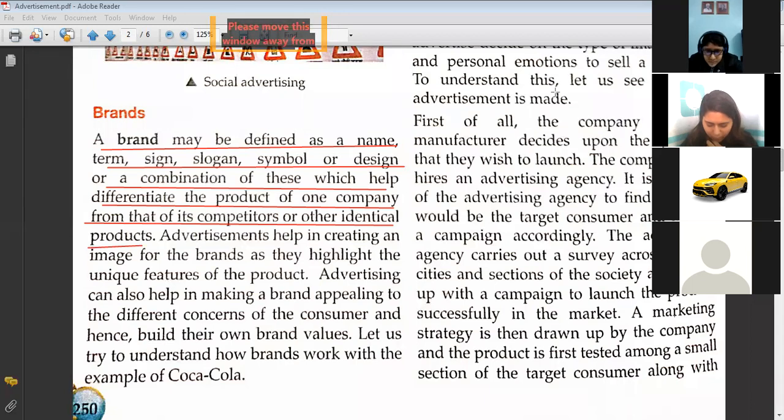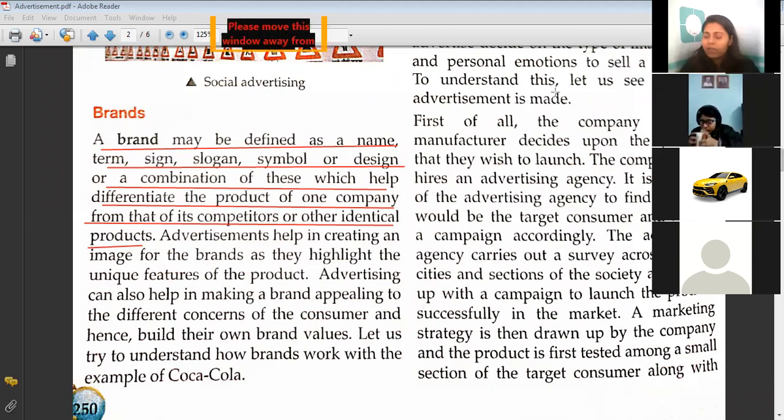So there are many. Okay, I'll send you a few after the class, right? So that's how we can relate to these logos with the help of their brand names. Now advertisements help in creating an image, like with these logos, they have created an image of their brands. Whenever we see these symbols we can relate them with the brand. This is LG, this is Puma, this is Adidas, and this is Ford. So advertisements also help in appealing to different concerns of the consumer and building their own brand values.